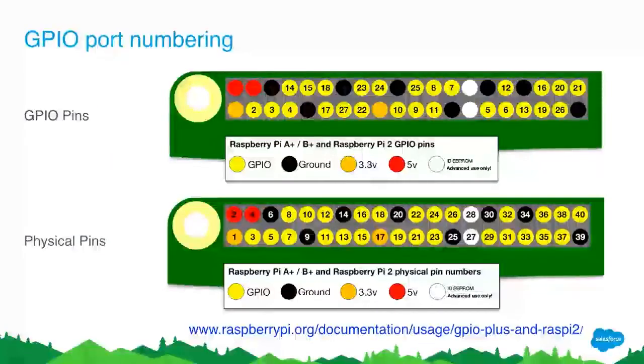Something else we should mention, the numbering scheme for that GPIO port, there's several of them. Depending on which language you're using, and we're using Python, you may have an option of using one or the other of these numbering schemes. And in your code, you're going to have to identify which pins you're connecting your devices to. So it's important that you know which scheme you're using and that you identify that properly. There are other languages that don't give you an option, so you have to know which one your language is supporting.